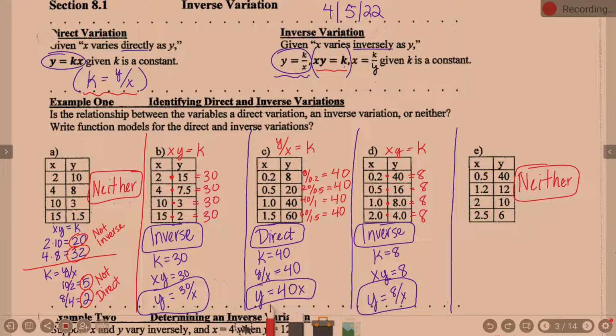Okay. Questions there? Work to become familiar with those forms. What is direct variation and what is inverse variation? Okay. Let's go down to the next one.